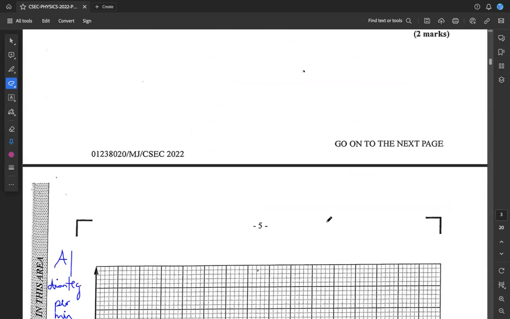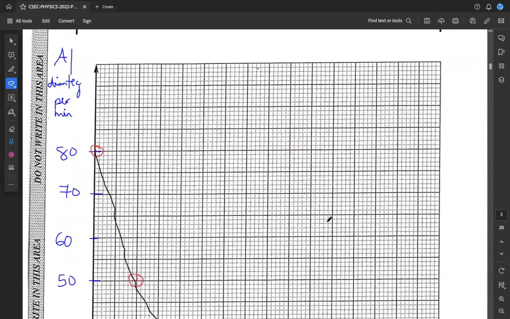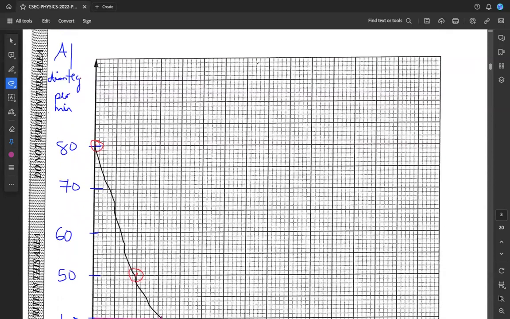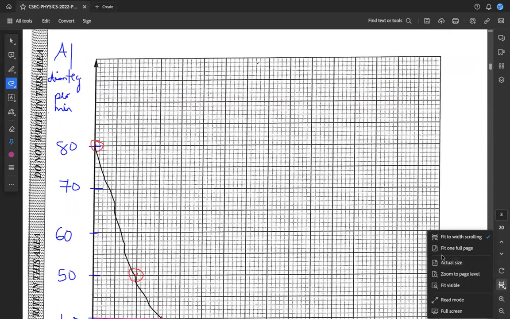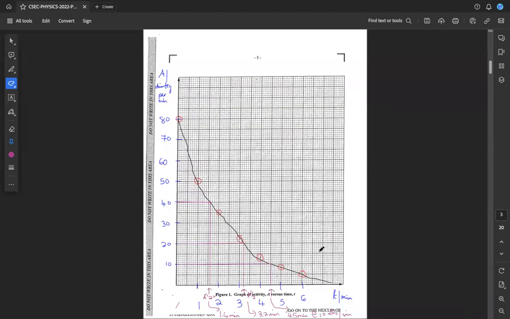So this is the graph that I came up with. Let me zoom out a little bit, fit to one full page. Okay, so this is my graph that I got. Again, we're plotting activity on the y-axis and time on the x-axis. Of course, our units for activity are disintegrations per minute, and the time is in minutes.